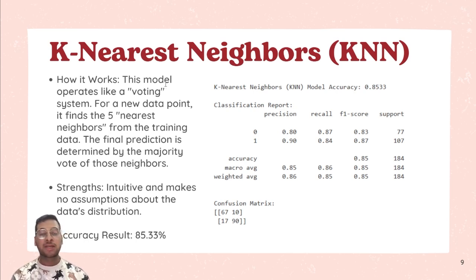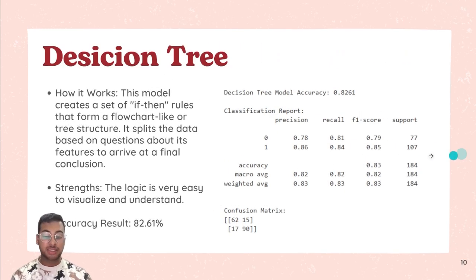From the evaluation matrix and the calculation table in the slide, we can see that the KNN model achieved an accuracy of 85.33%, which is quite solid. Also, this table shows that the model handles both positive and negative cases very well. Now, let's move forward towards decision tree.